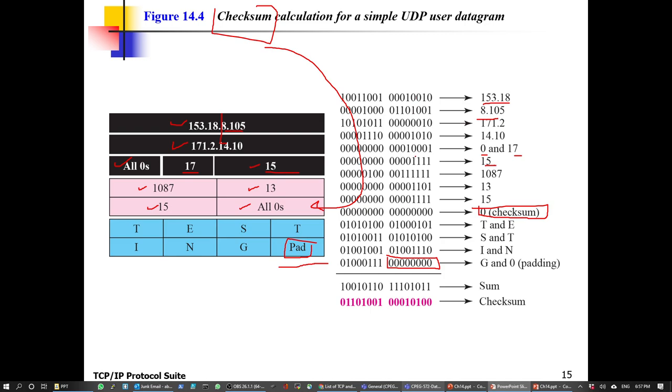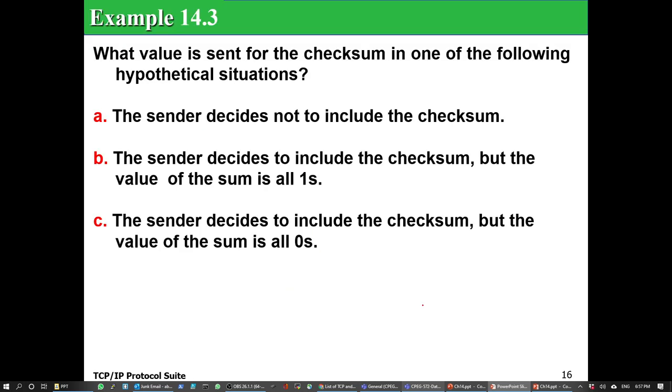Now we add all of these, the sum, and then we complement it to get the checksum. The checksum, which is 16 bits, will go here, and then the packet will be sent this way. When it arrives at the destination, we need to make sure there is no data change. So we calculate the checksum again and do the complement, and the destination should give you zero.